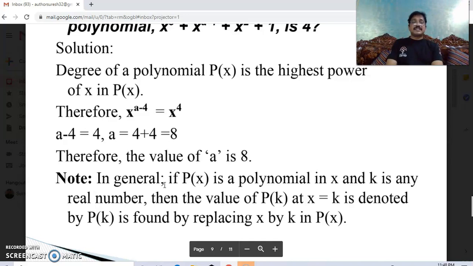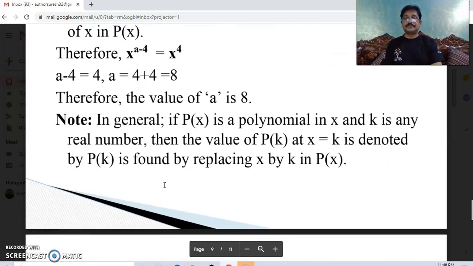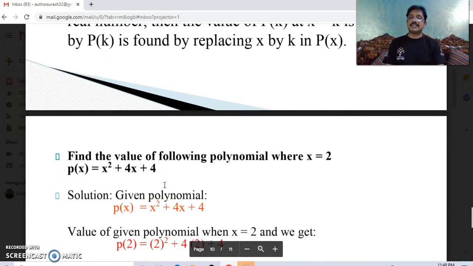In general, if p of x is a polynomial in x and k is any real number, then the value of p at x equal to k, denoted by p of k, is found by replacing x by k in p of x. Is it clear? This is very, very important. Now let's come to one more example.